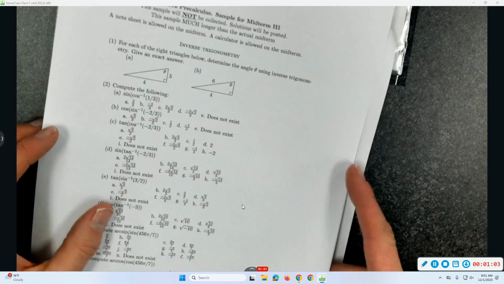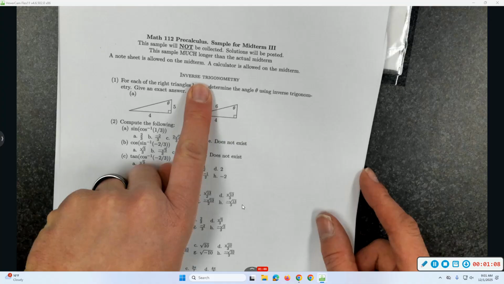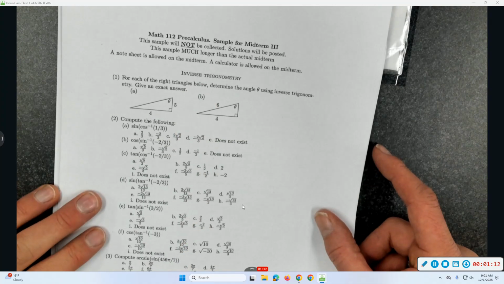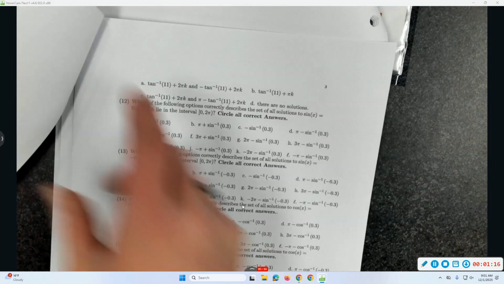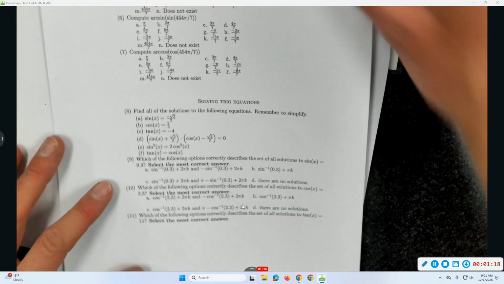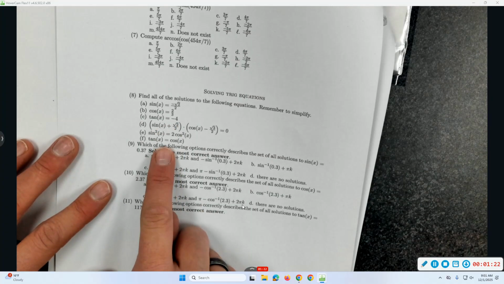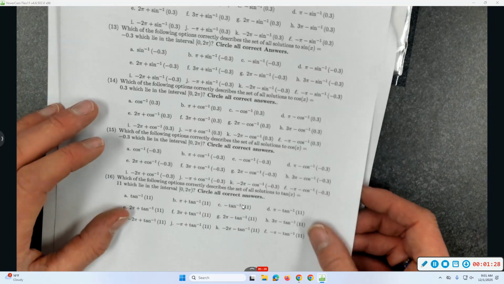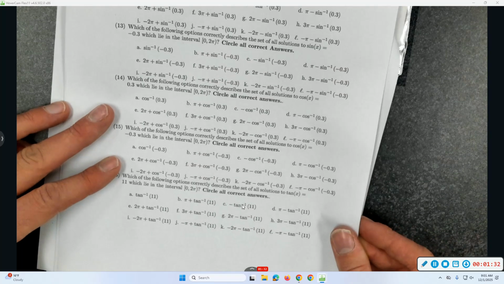So let's just take a look at these topics. In order to do well on this exam, you should be able to do some inverse trigonometry, know the philosophy of what inverse sine and inverse cosine mean. You should be able to use them to solve some trig equations. Simple trig equations like those, or more complicated ones where you have to do some algebra. There's a fair amount of problems that just have you identify what the solutions should look like.